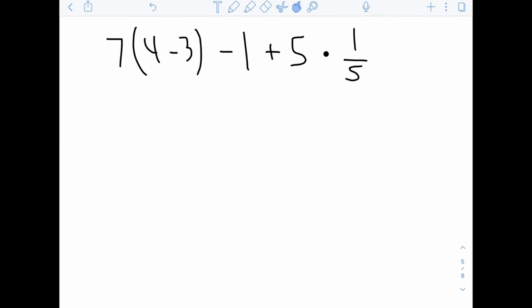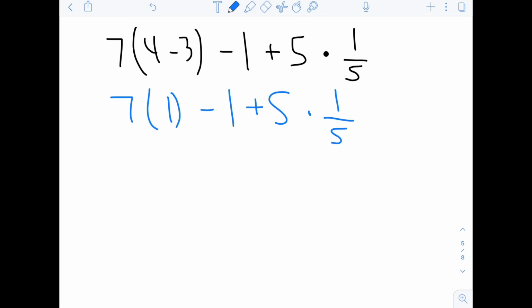So let's do an example. Let's evaluate this and name the property we used in each step. First we're going to start off with what's in the parentheses, which is 4 minus 3. And we know that 4 minus 3 equals 1. And the property we used there was substitution, because we substituted 1 for 4 minus 3.